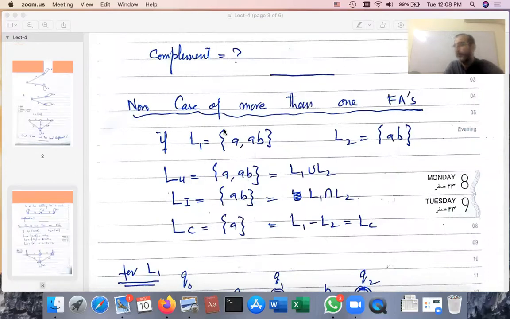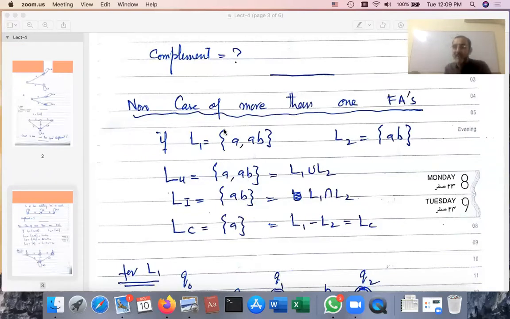Before this case, we were discussing only one FA. But now if we have more than one FA given in the problem or in the question statement, then still you can apply the union, intersection, and the complement operation. Basically, union and intersection need more than one FA. So that's why I didn't start this lecture with the union and intersection. I started my lecture with the complement because the complement operation can be performed on a single FA.